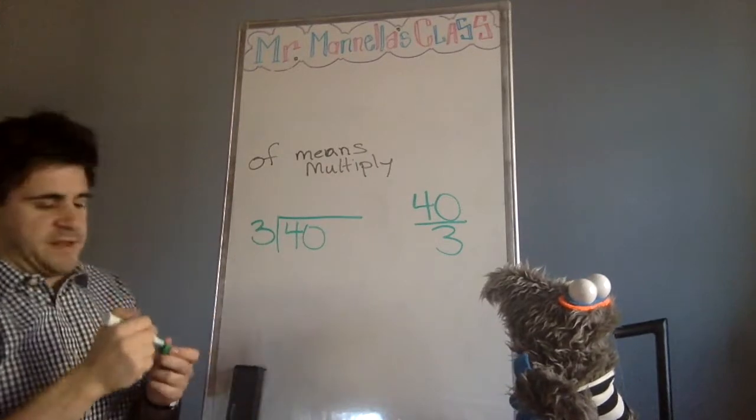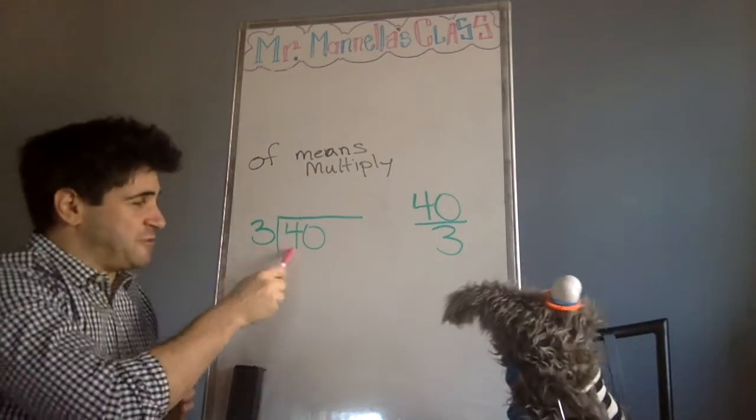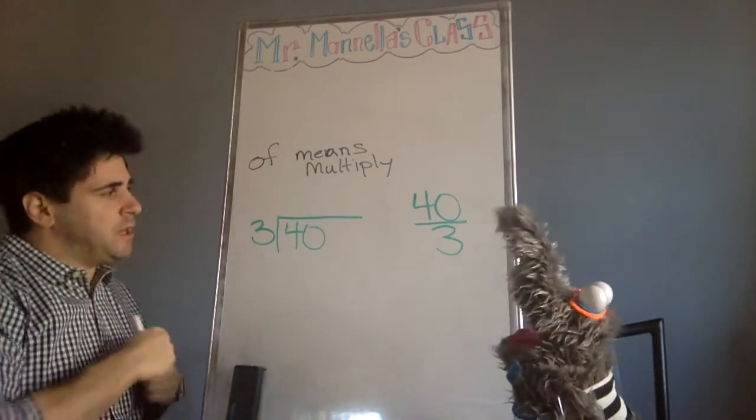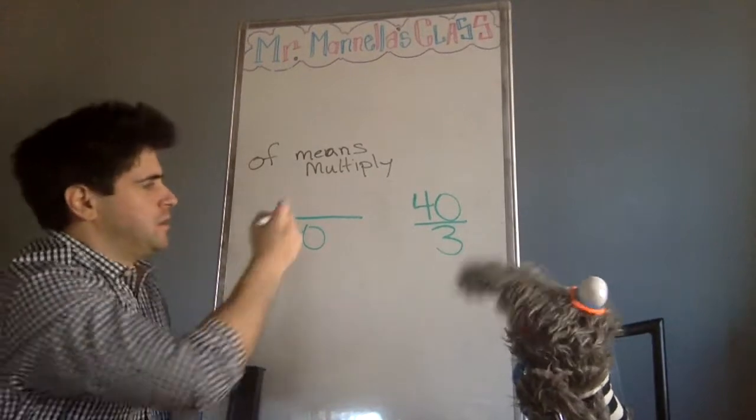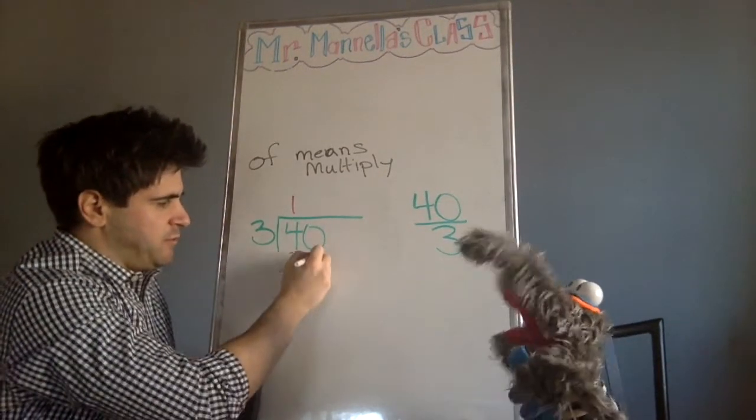Okay, so we're dividing 3 into 40. Now, we can actually fit 3 into 4, so we'll do that part of the division first. This will be like a mini long division problem. How many 3's fit into 4? Just 1. 3 goes down here. We subtract, we get 1. We bring down a 0.